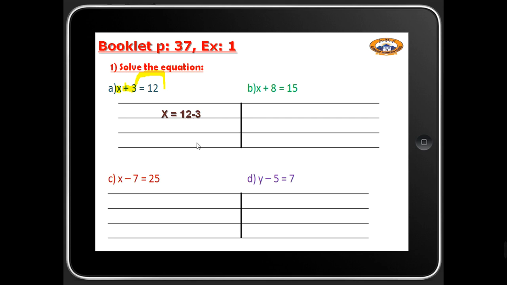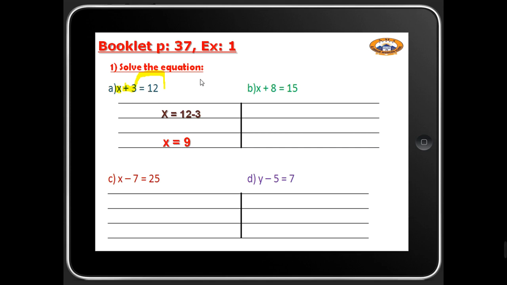Very good. So is this the answer? No, we have to get the answer. 12 minus 3 gives me 9. So the answer here is x equals 9. Now you can check your answer. x here is equal to 9. So when I change x to 9, 9 plus 3 gives me 12.